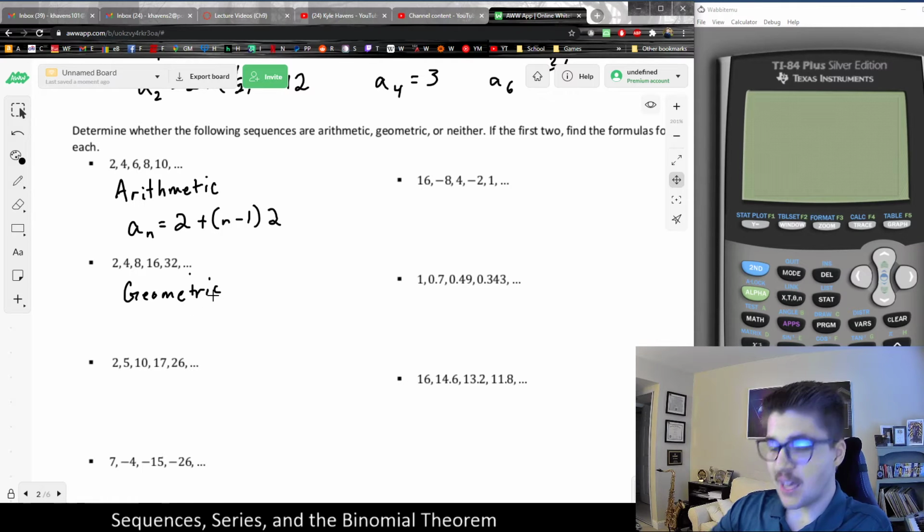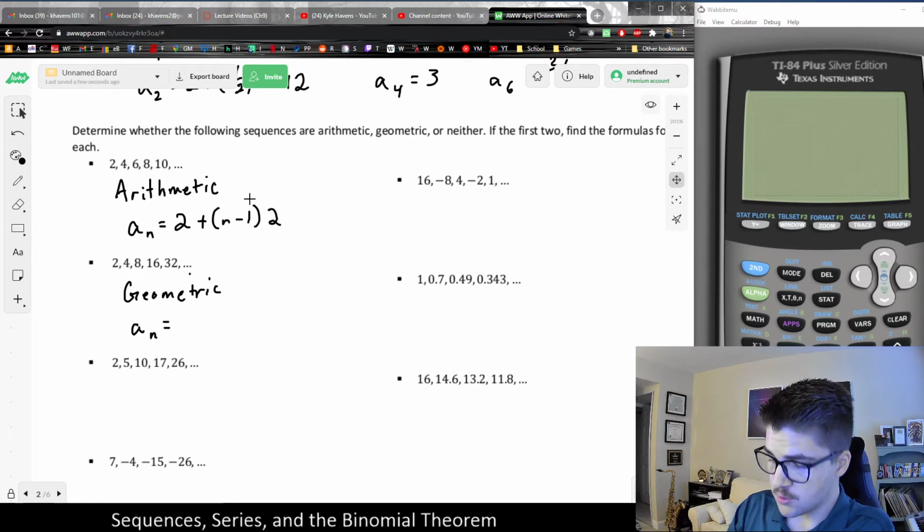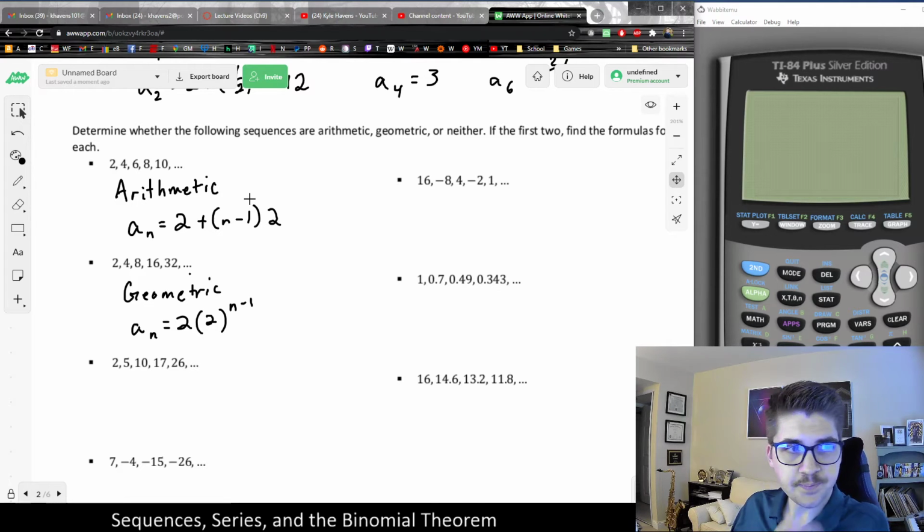The formula again would be, instead of a plus n minus 1 times d, it's going to be a times r to the n minus 1. So instead of having n minus 1 multiplied by the difference, it's going to be the base raised to the n minus 1 power. So it'd be 2 multiplied by 2 to the n minus 1 power.